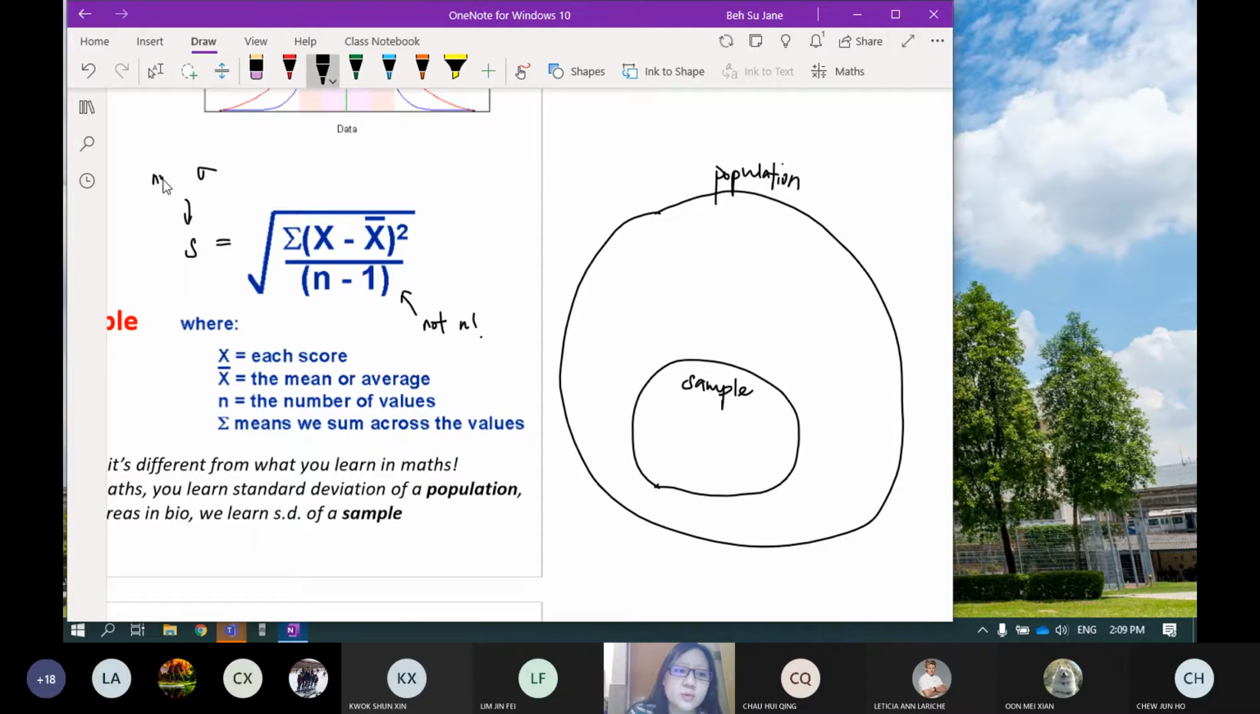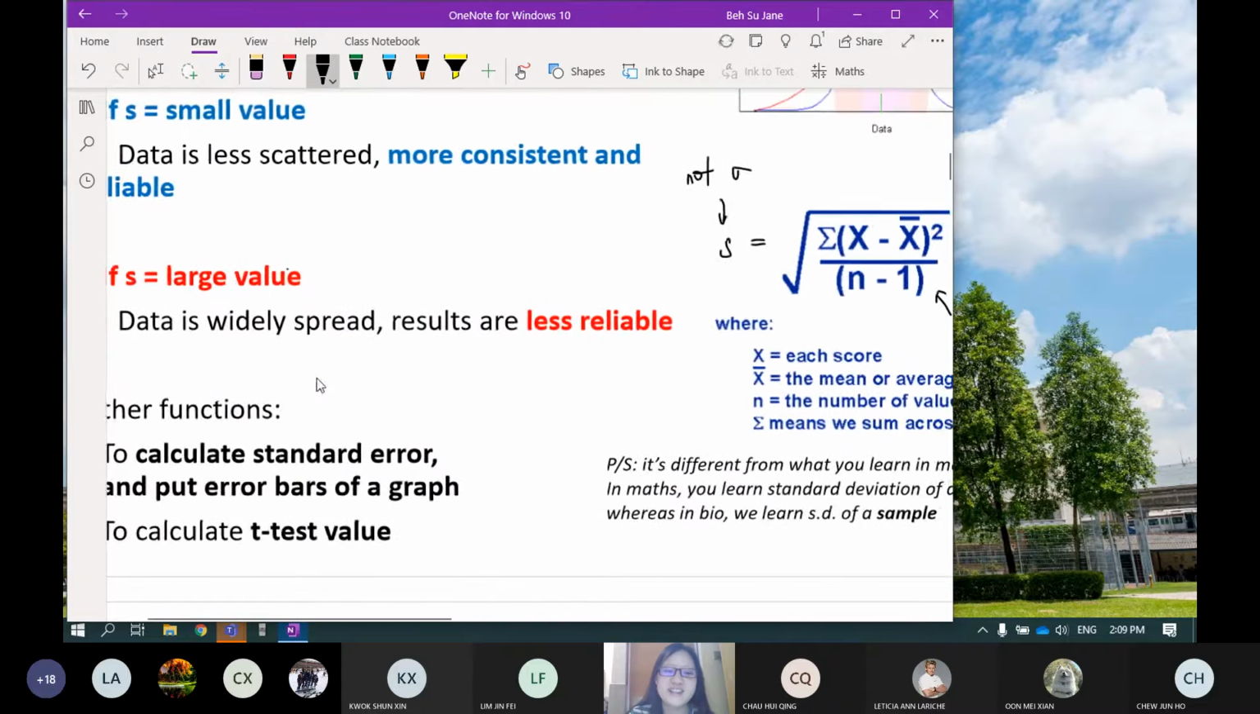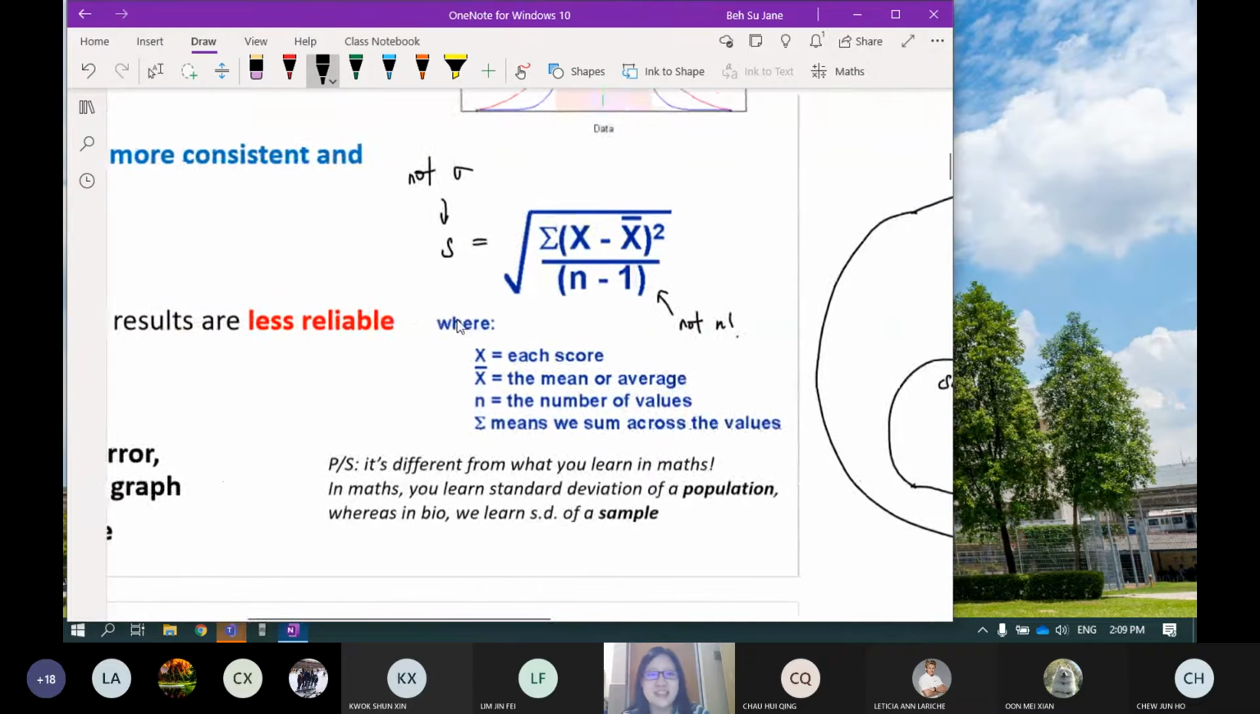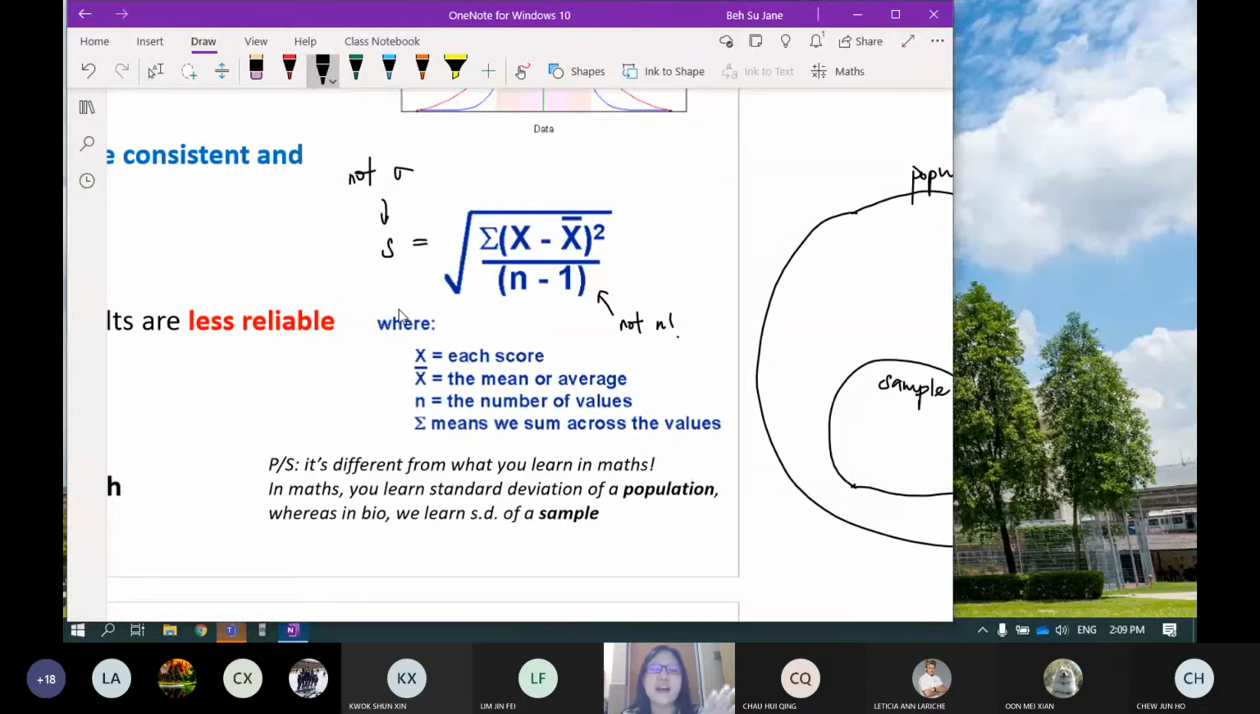And this will become very important. Why? Because if you miss out this part, it will affect your standard error later and your t-test value. So you're going to get this right. Remember, it's n minus 1, not n. Okay, but other than that, it's the same.